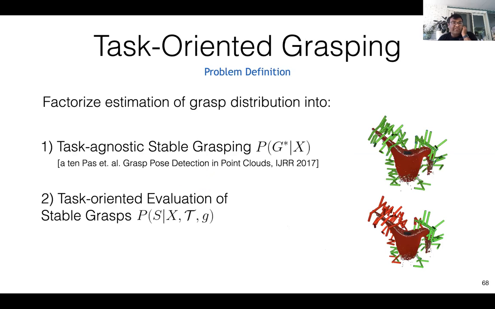We want to build on this lot of work in stable grasping. So we've basically factorized the problem into two parts. First, we have to sample a stable grasp, and then you have to predict whether the stable grasp can be used for attaining the task or not. So we have basically factorized our problem into two different terms. And so this is basically what our setup looks like.